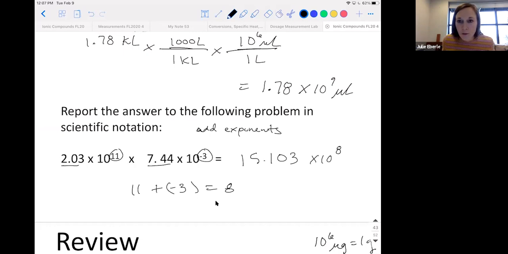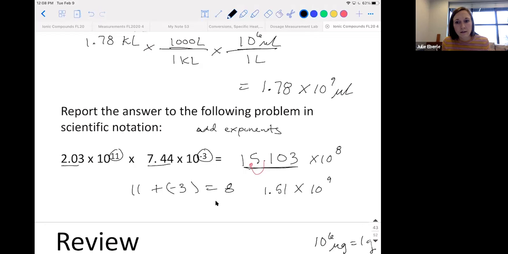So this is not a number between 1 and 10, though. 15 is above 10. So we got to move the decimal place right there. And when you move the decimal place left, the exponent increases. So the right way to do this is 1.5, we'll just say 1.51 times 10 to the power of 9.